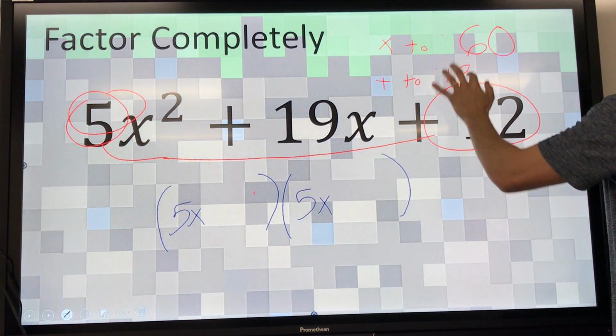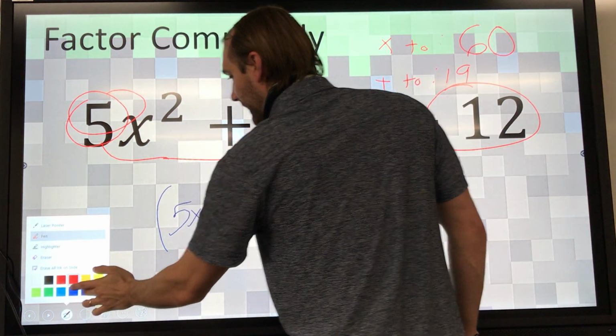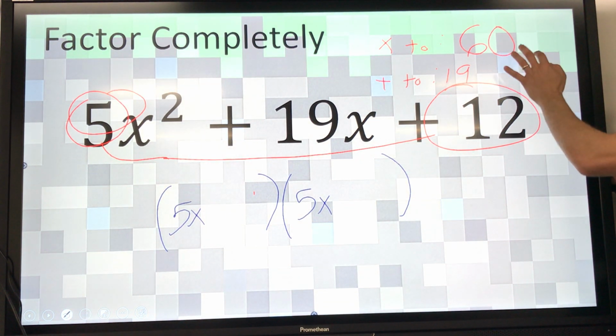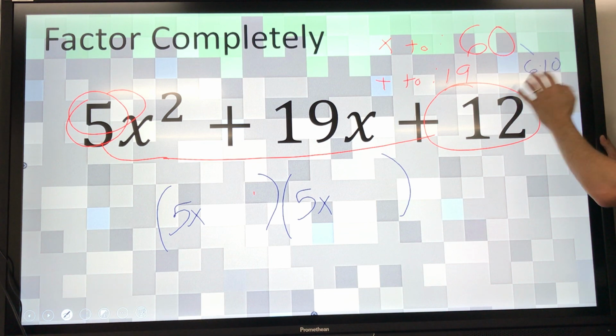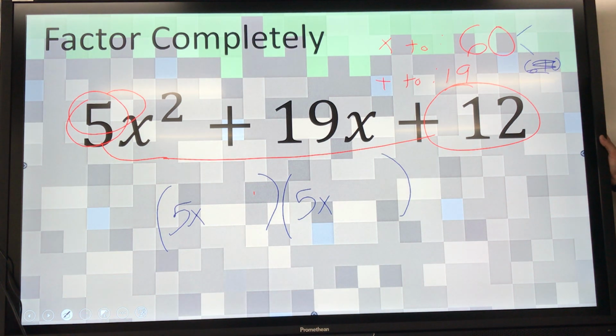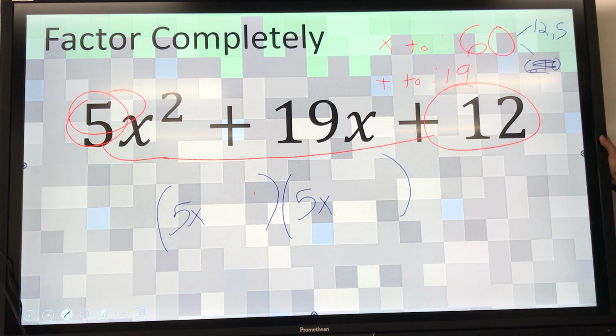19. So let's go through the numbers here. Just give me any two numbers that multiply to 60. What's 6 times 10? Will that add to 19? No. All right, we need something else. 5 and 12. So 12 and 5. Will that add to 19? Nope.